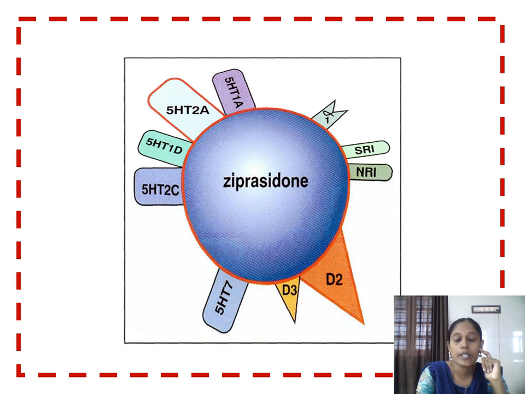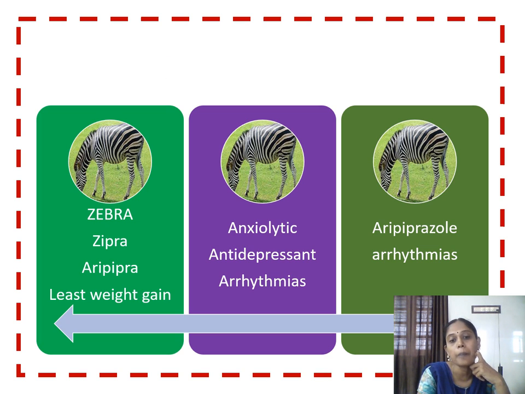And another thing is ziprasidone. Ziprasidone has action on serotonin reuptake inhibition and norepinephrine reuptake inhibition. So it has an antidepressant effect and an anxiolytic effect, that is the advantage of ziprasidone. You can remember it as zipra. And what are the common suffixes among the atypical antipsychotics? Zipra and aripipra. So these have the least weight gain. Atypical antipsychotics generally cause weight gain, but among them, the least weight gain is with ziprasidone or aripiprazole. Again, ziprasidone has additional anxiolytic and antidepressant properties. And these two drugs, ziprasidone and aripiprazole, can cause arrhythmias. QT prolongation can be seen with these atypical antipsychotics, especially ziprasidone and aripiprazole, right?